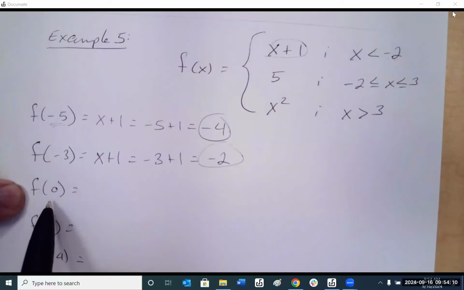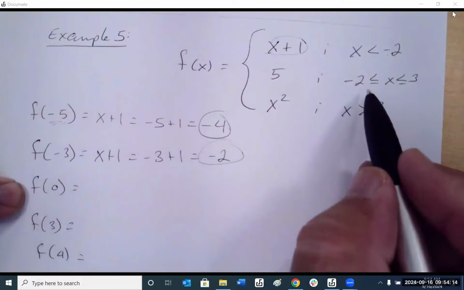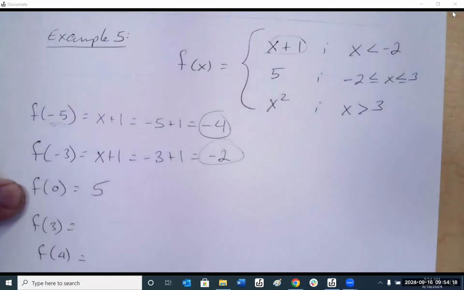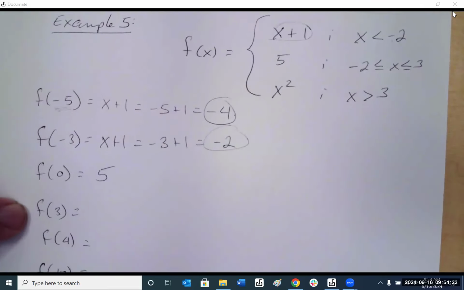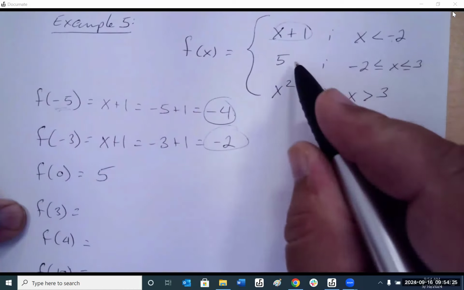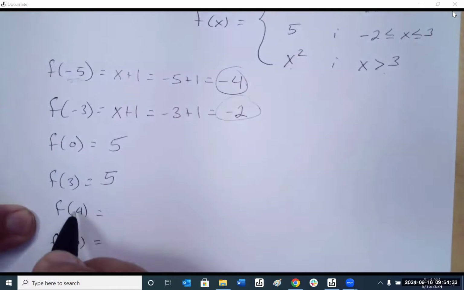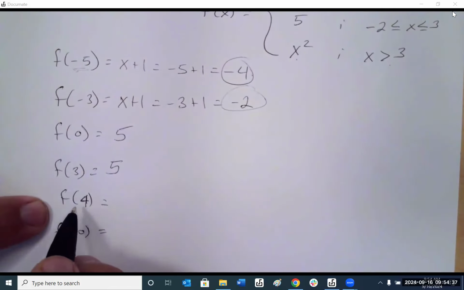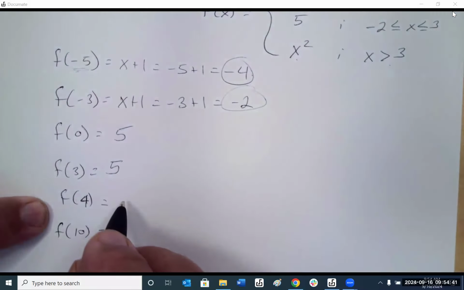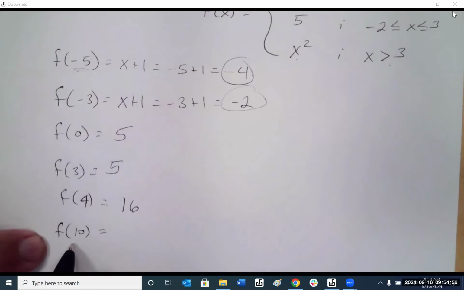When x is 0, yeah, 0 is between negative 2 and 3, so I use this one. So it's 5. When x is 3, yeah, because this one says x is less than or equal to 3, it's 5 also. So anything greater than 3, we use this equation. So if it's f of 4, I plug it in there, it becomes what? Four squared. Which is? 4 times 4 is 16, right? And 10? 100. Right.